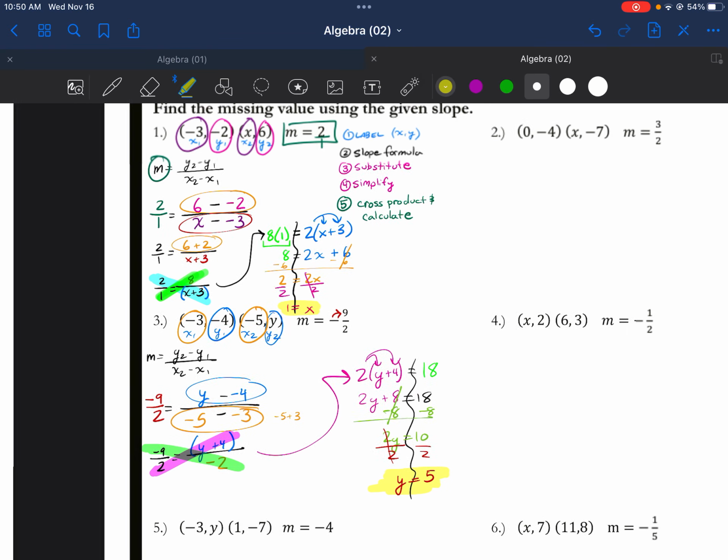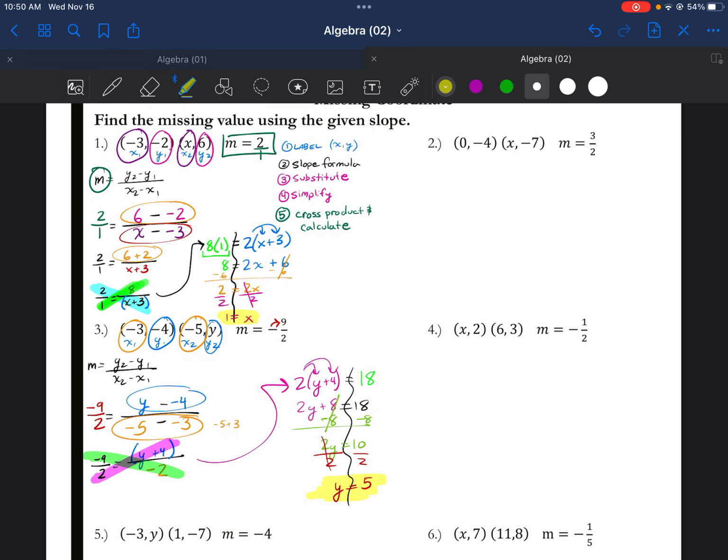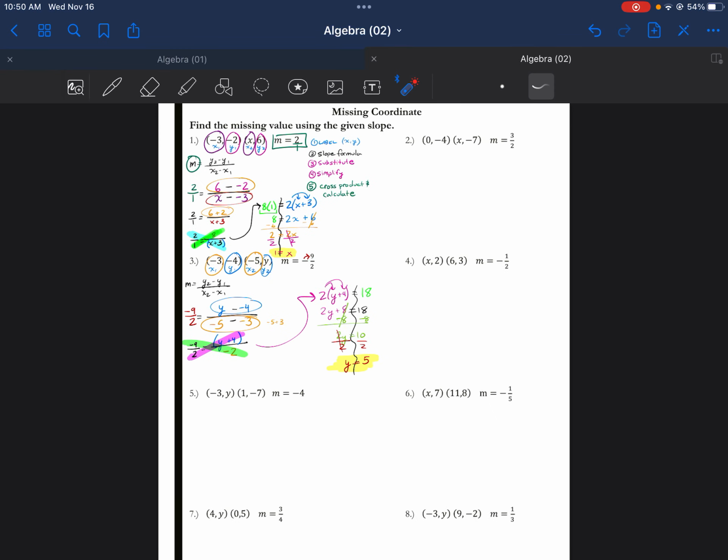It's the same steps over and over and over again. It looks like a lot of work, but remember, it's still the same steps. Label, use the formula, substitute, simplify, cross product. Simplify we've been working on since the beginning of the year. Cross product and calculating and our equations we've also been working on since Unit 1. So go ahead and practice with this page.